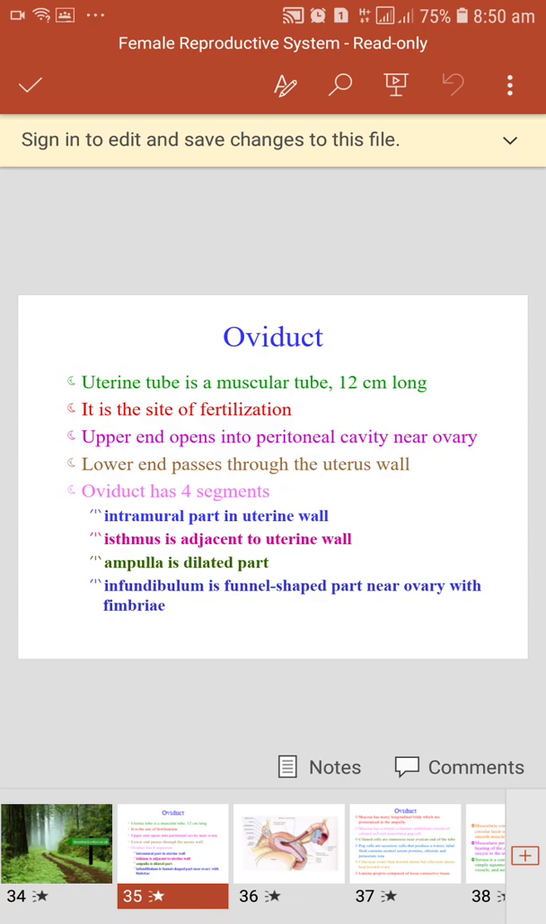It is a muscular tube which is 12 cm long. It is the site of fertilization. Upper end opens into the peritoneal cavity near the ovary, while the lower end passes through the uterine wall. It has 4 segments: the intramural part in the uterine wall, the isthmus adjacent to the uterine wall, the ampulla, a dilated part, and the last part is the infundibulum, which is a funnel-shaped part near the ovary with fimbria.